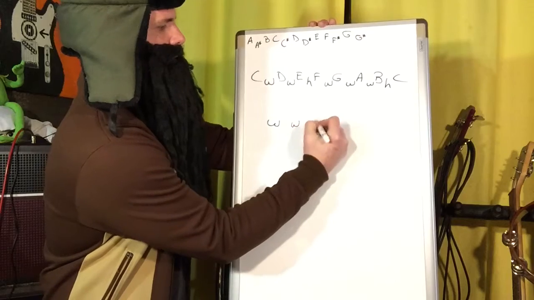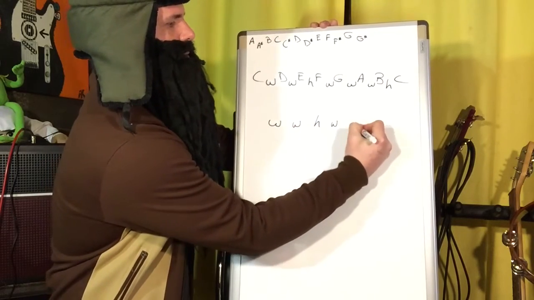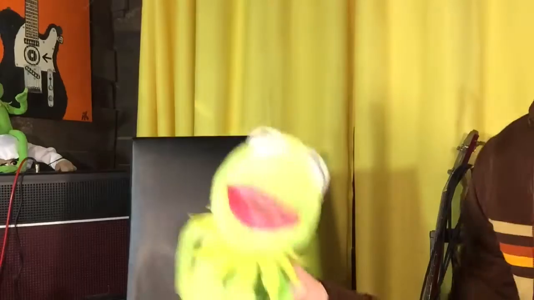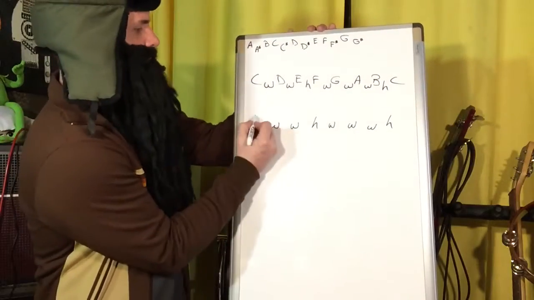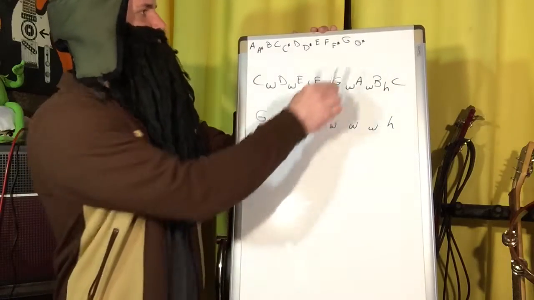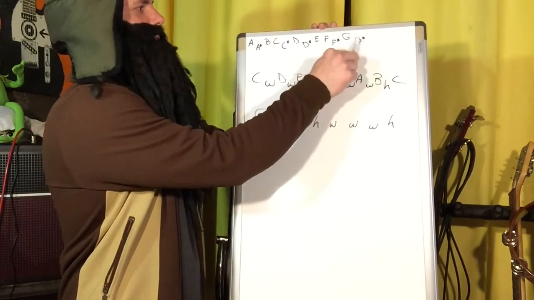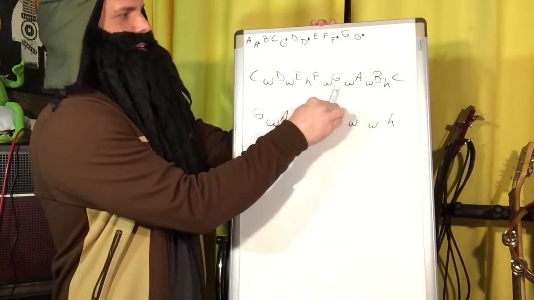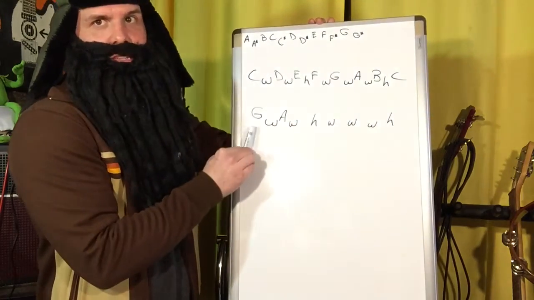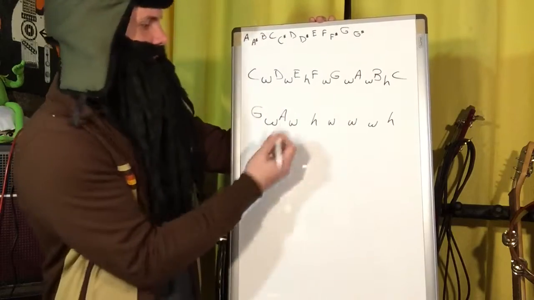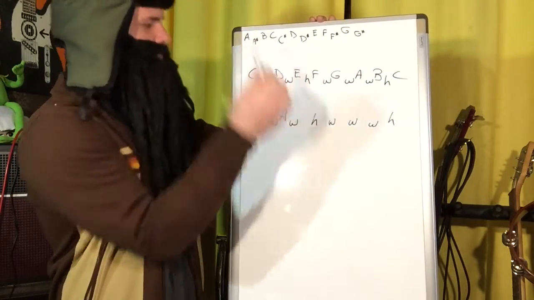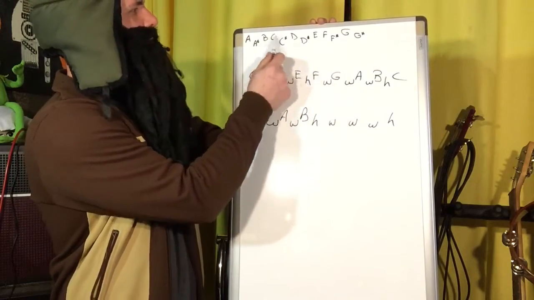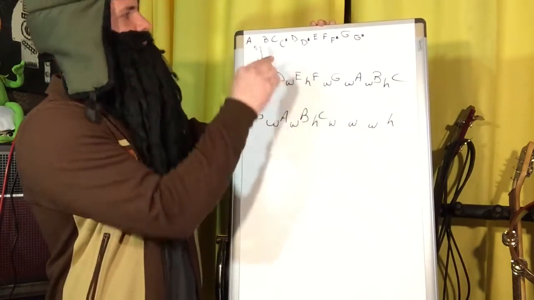Somebody pick something. G. Okay, good. G. Whole step higher than G, A. You'll see some similarities, right? Here G was in this position, now G's in this position, because we're doing the G major scale. Whole step higher than A, B. Half step higher than B. Perfect. C. Whole step higher than C.